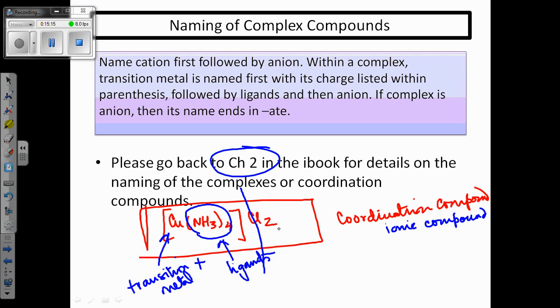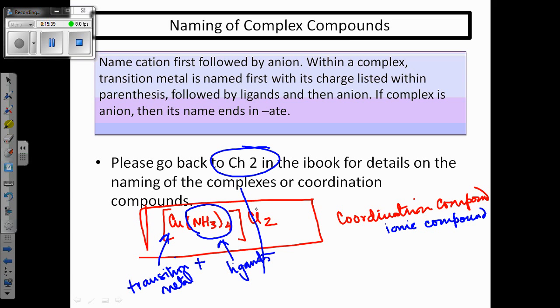The way we'll name this compound is we'll start with the ligand. So we know there's a 4, so we call it tetra. The NH3 ligand is called ammine. H2O is called aqua. NO2 is called nitro. Cl is called chloro, and so on. So this is tetraammine copper 2 chloride.